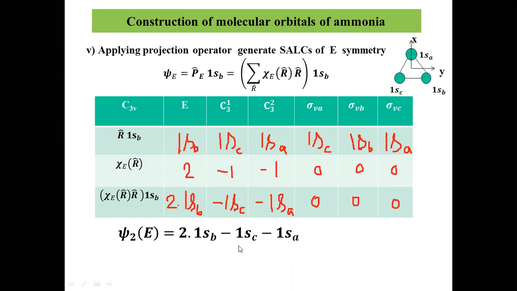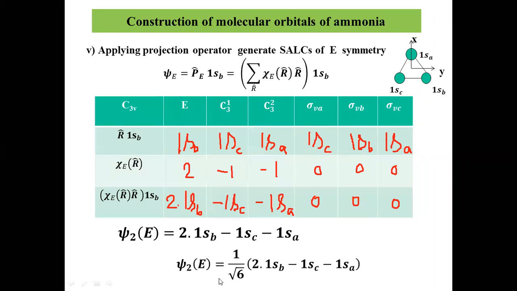And this is also not normalized, so we have to normalize this. If you normalize this, the normalized function is exactly following the previous one. It is going to be 1 by square root of 6, 2 into 1s B minus 1s C minus 1s A, exactly in the same way as we have done earlier. So this is the second function of the doubly degenerate representation E.